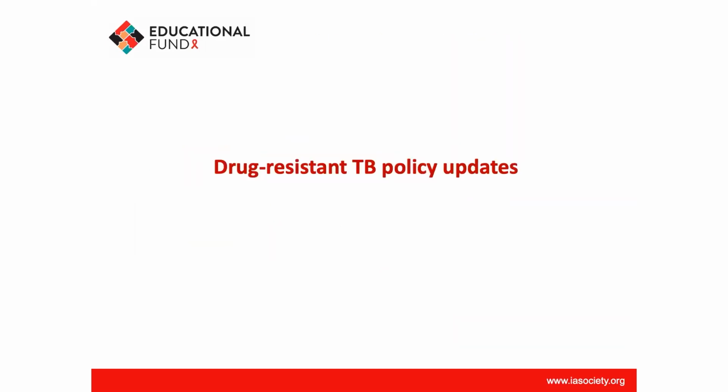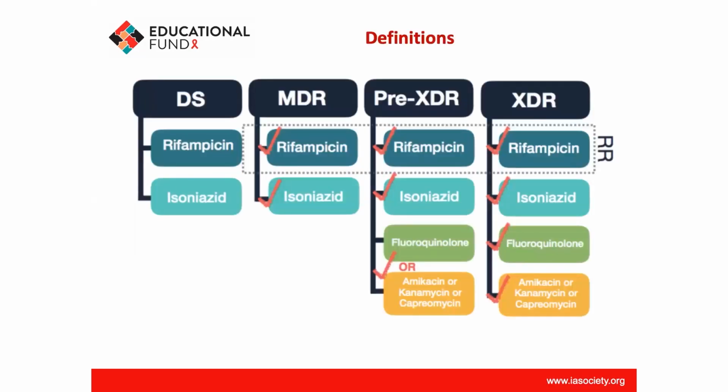Okay, and then now I'll shift gears and I would like to go through the drug-resistant tuberculosis policy updates. First, just to remind ourselves what the definitions are that I'll be using. So as we know, drug-sensitive TB is still sensitive to the first-line drugs rifampicin and isoniazid. Multi-drug resistant tuberculosis, they've now developed resistance to both.